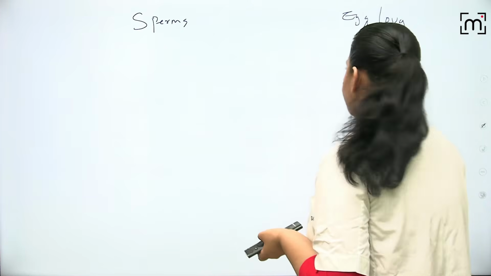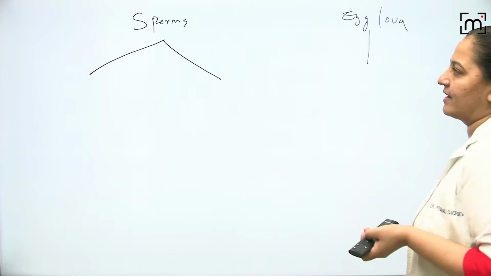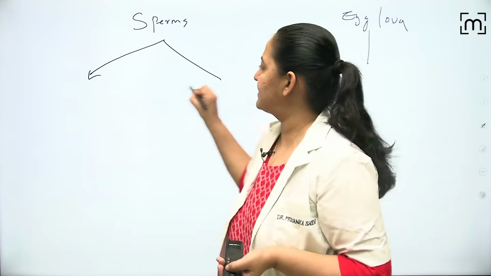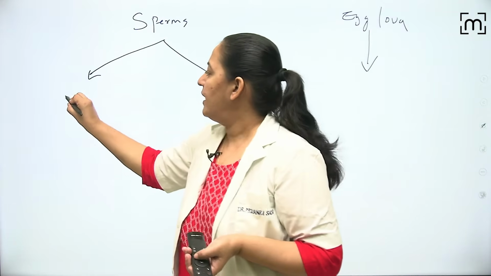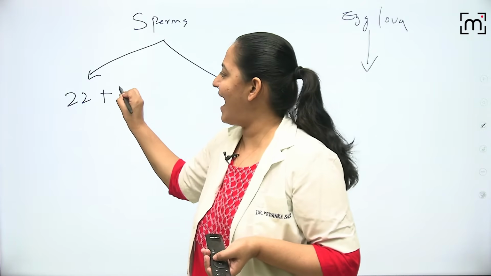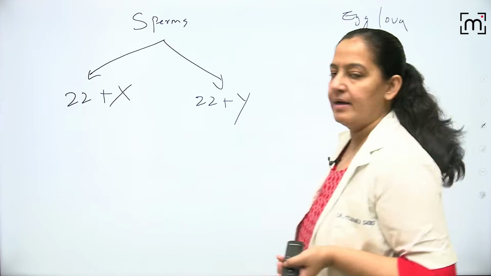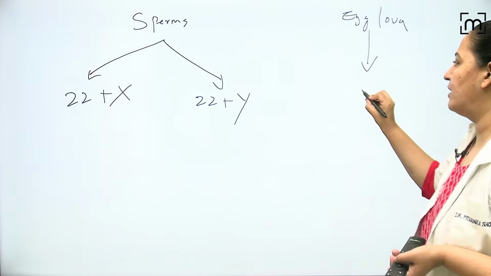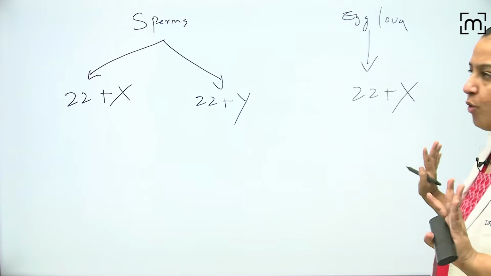So tell me, what are the two types of sperms and only one type of egg? The sperms are of two types, but the egg is of one type. What are the two types of sperms? It is 22 plus X and 22 plus Y, right? What is the one type of egg? Egg is only one type, 22 plus X. There is no Y in the ova.